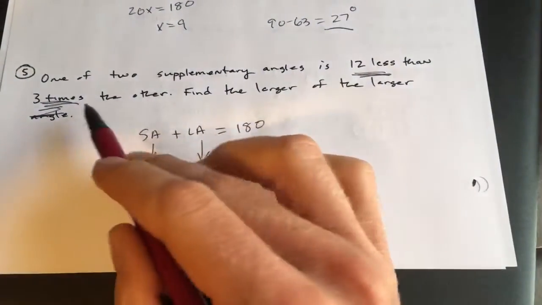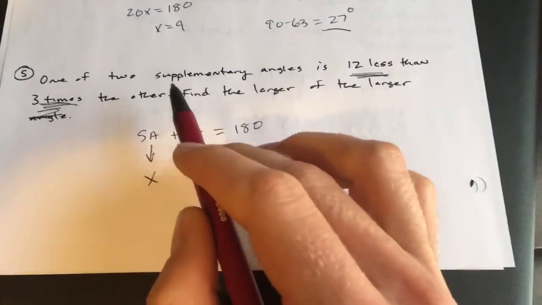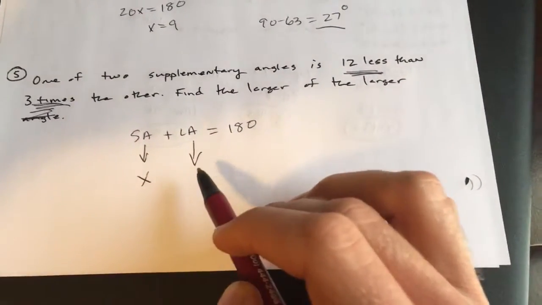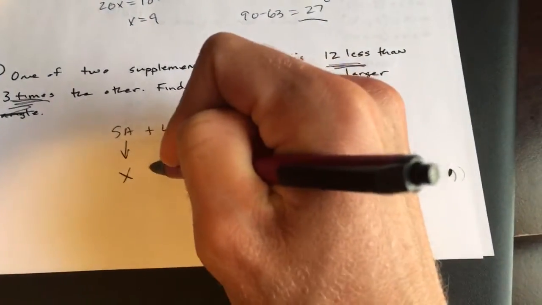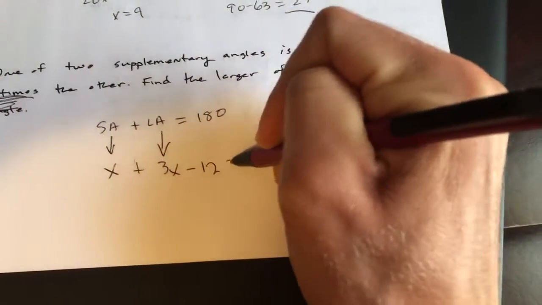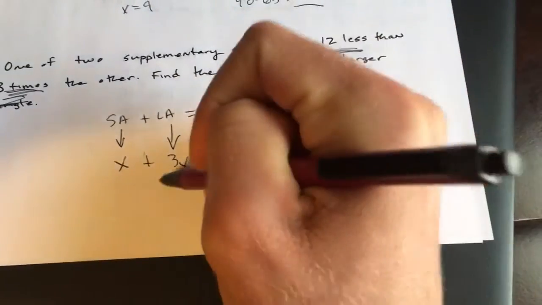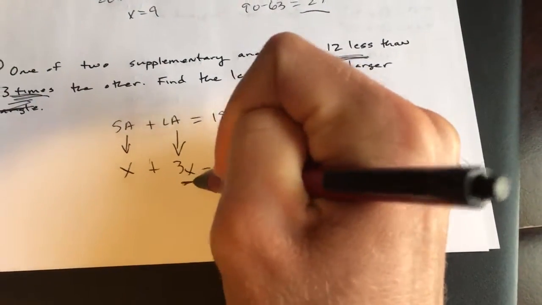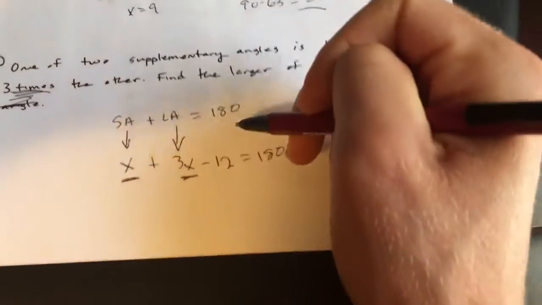12 less than 3 times the other. Well, 3 times the other, that's the other. This would be 3x. So I'm going to say plus 3x. 12 less than that would be minus 12. Equals 180. Trying to write while only looking at the video screen, so it might be a little off.